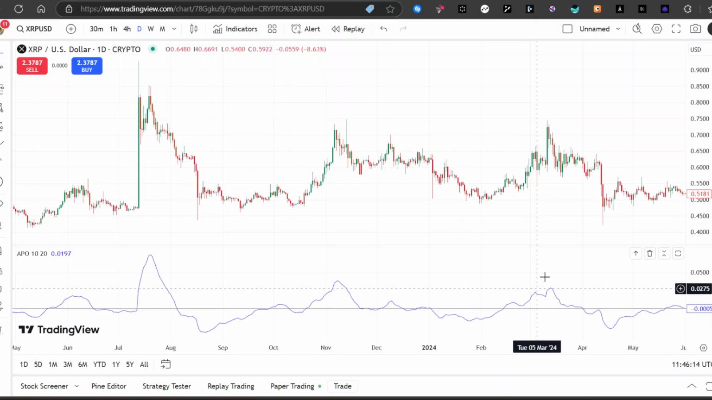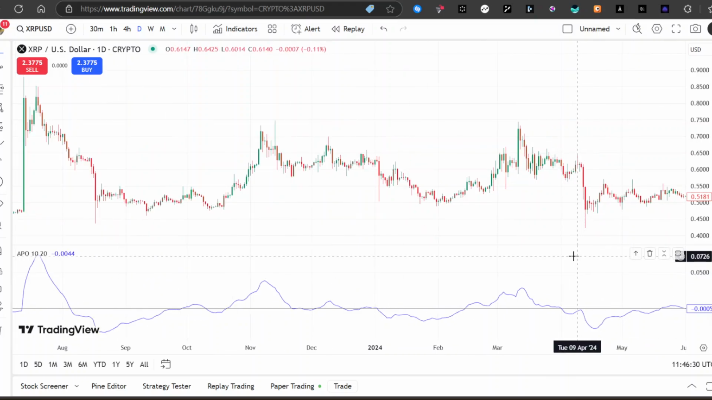For example, if the price is making new highs, but the APO is not following suit and starts to decline, it may be a signal that the trend is weakening and a reversal could be on the horizon.